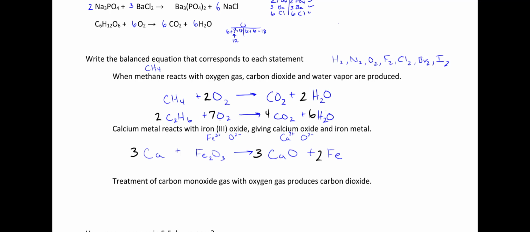And one more question here. Again, you'll probably want to pause the video and write out the formulas as best you can. So carbon monoxide with oxygen produces carbon dioxide. Carbon monoxide would be CO. It's reacting with oxygen, which is O2. And it makes carbon dioxide.